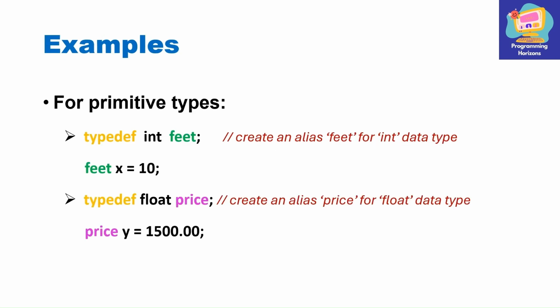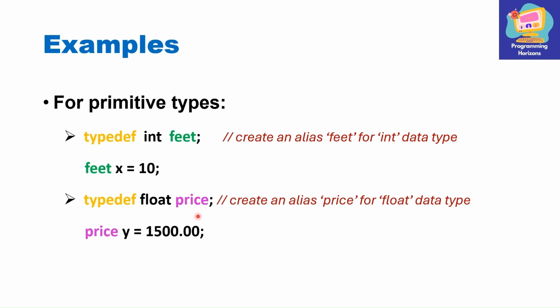In these examples, we can see how typedef can be used to create an alias for existing primitive data types. In the first example, we have written typedef int feet. Here, feet is an alias for existing data type integer or int. Therefore, in the next line, instead of writing int x equal to 10, we have written feet x equal to 10.